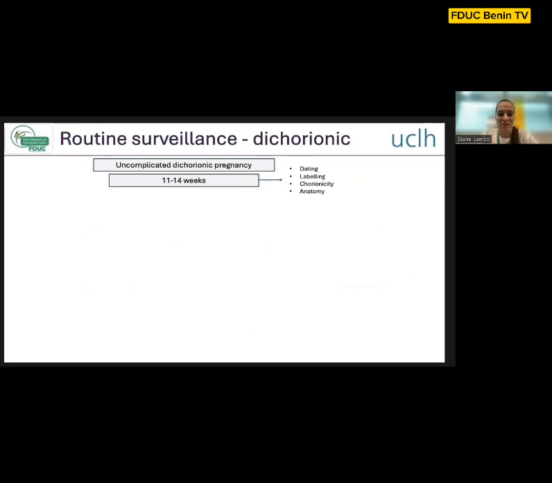Okay, so routine surveillance. I completely appreciate that the pathway is going to differ from one country to the next, from one institution to the next. This is the pathway that is most often recommended in the surveillance of uncomplicated dichorionic pregnancies. So we see them generally early, between 11 to 14 weeks. During that scan, obviously, we date the pregnancy using the largest CRL. We label according to the gestational sac and the position of the gestational sac to the placenta, to the cervix, sorry. Determining your chorionicity is the most important factor.